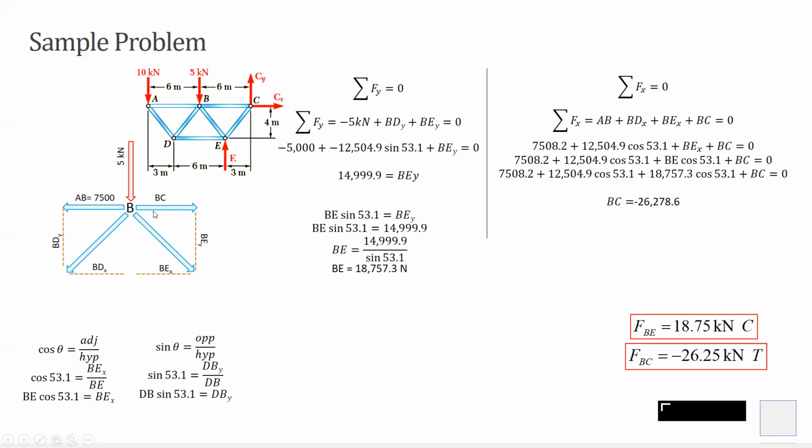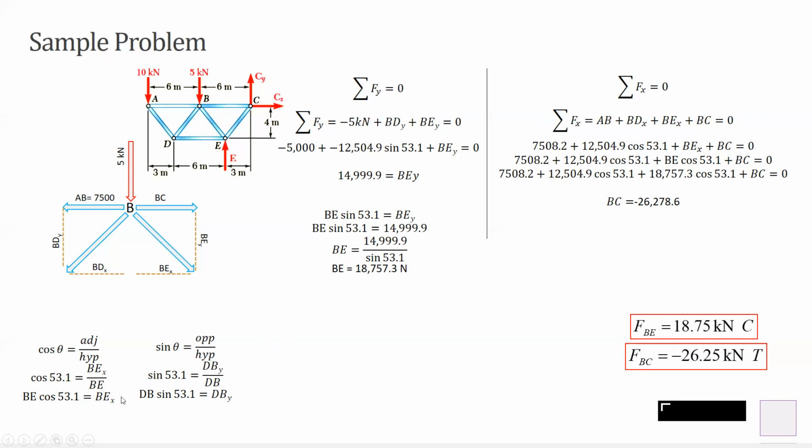Now the forces in the x direction are going to be this AB. We have this BC, which we don't know, and then we have our BEX and our BDX. So we add those all up and put our numbers in. We know our AB, which is 7,508.2. We also know our BDX, which we got from the previous problem, which is 12,504.9 cosine 53.1. We know our BEX because we just solved for BE, and we can plug that into this one equation.